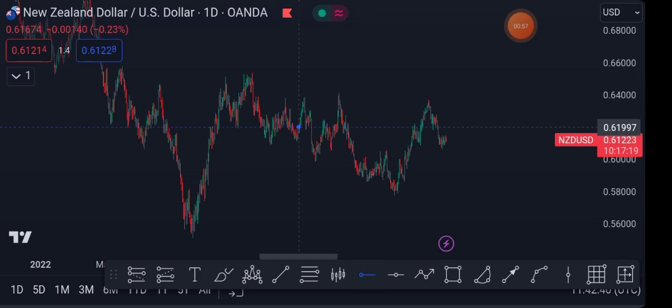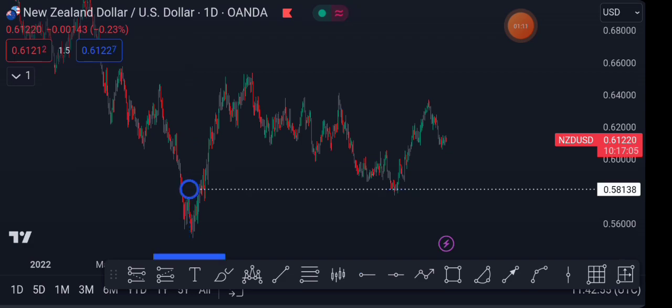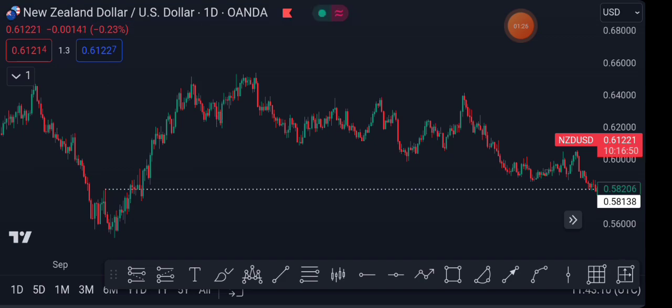So I'm gonna pick on the horizontal ray. I have my demand level over here. All right, so this is my first demand level over here. Then also let me look at the previous chart I have here. I also have a supply level right here.